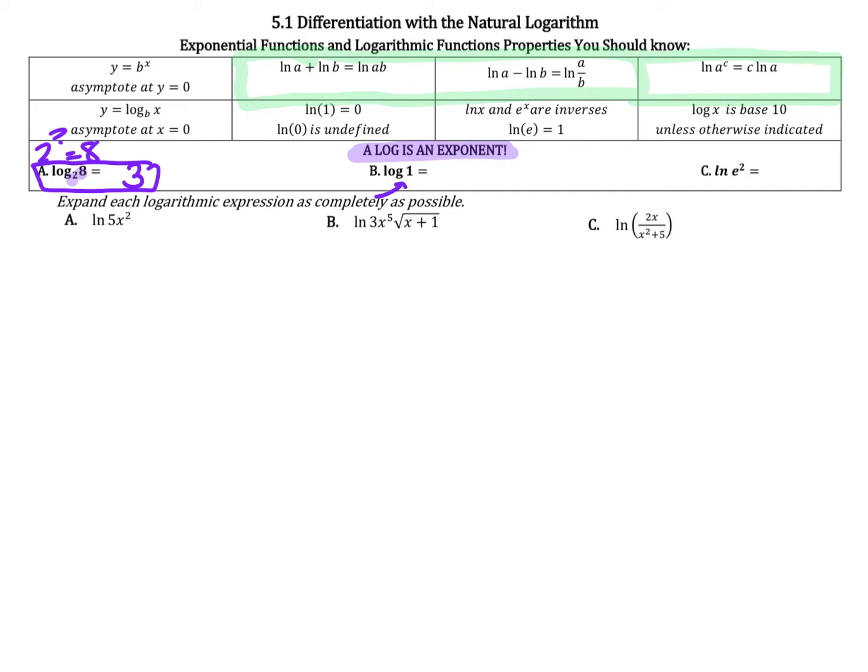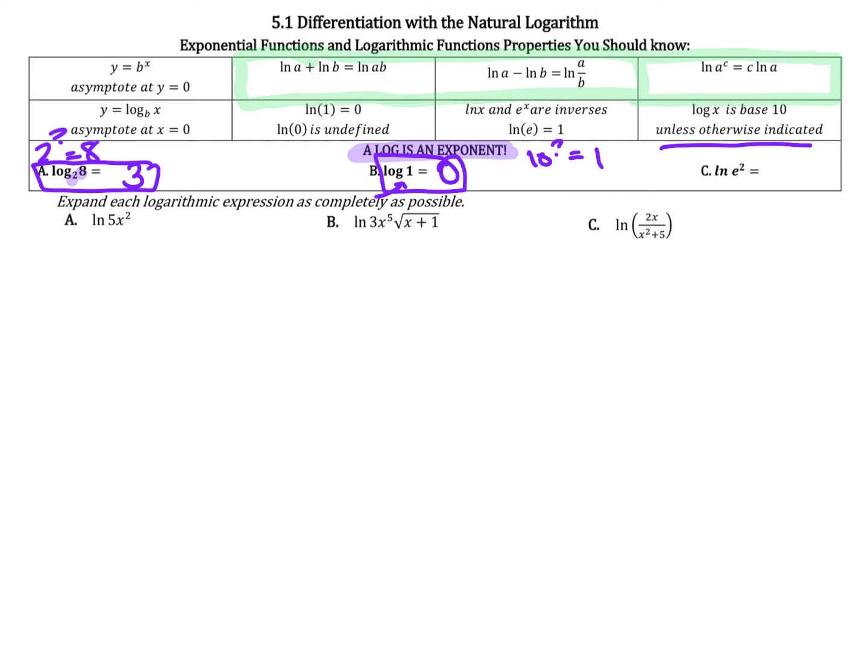Here, there's no subscript written there. That means that it's base 10. That's this property over here. So this is saying 10 to what power is 1? Well, anything to the power of 0 is 1, so this must be log base 10 of 1 is 0.